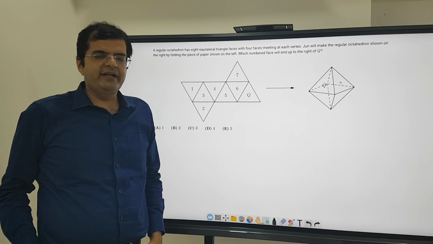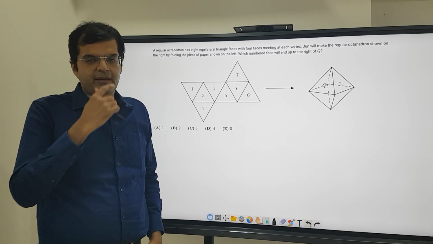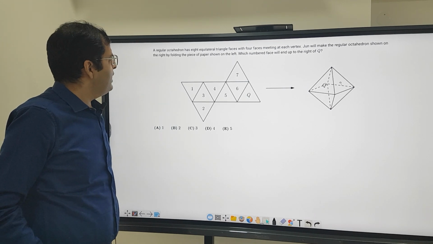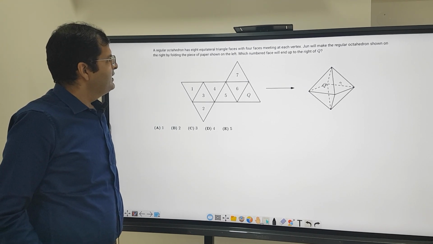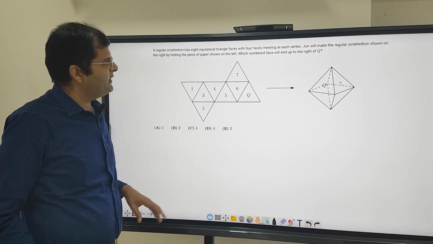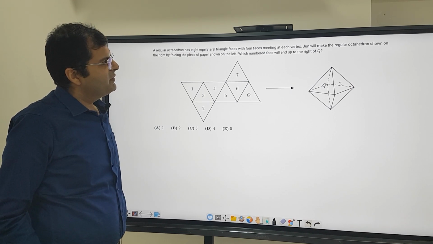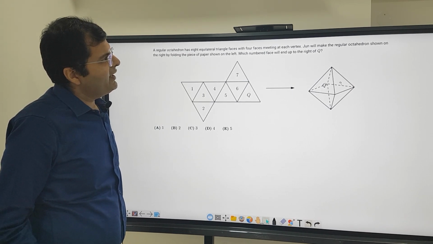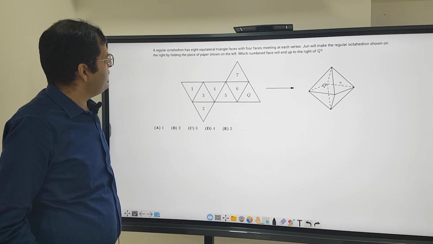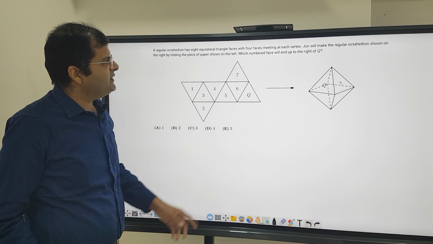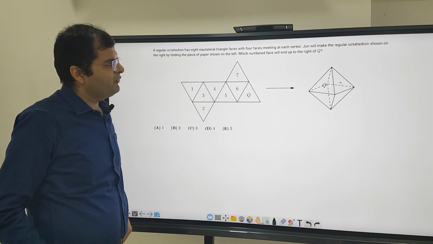So this is question 17 from AMC 8 exam of year 2023. Now the question says a regular octahedron has 8 equilateral triangle faces with 4 faces meeting at each vertex. June will make the regular octahedron shown on the right by folding the pieces of paper shown on the left. Which numbered face will end up on the right of Q?